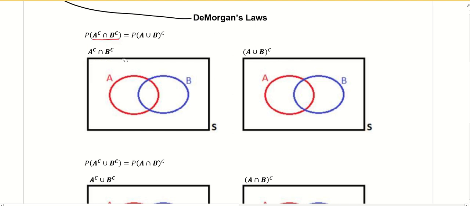So here I'm just going to graph what this looks like. I'm going to draw this area in this sample space. So kind of like I have in the notes already, if I think about A complement, I'm going to shade that in red. So A complement is everything that's not in the red circle. So if I shade everything that's not in the red circle, that's going to be A complement.